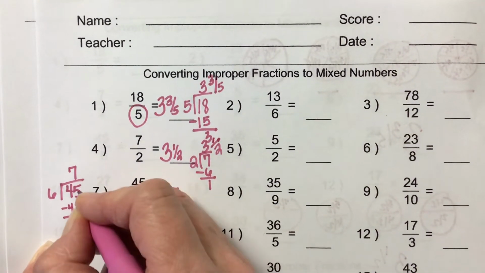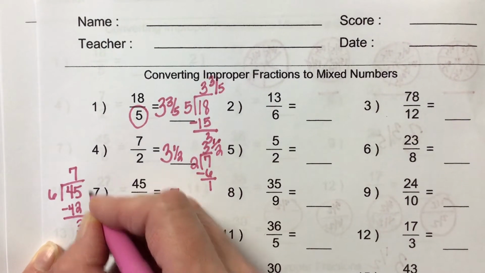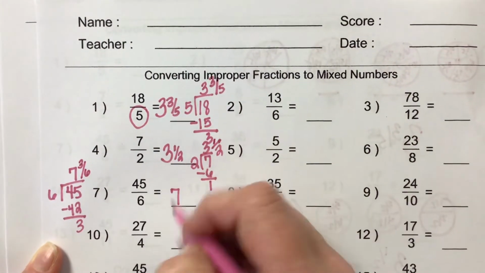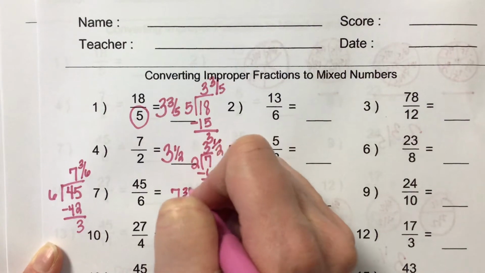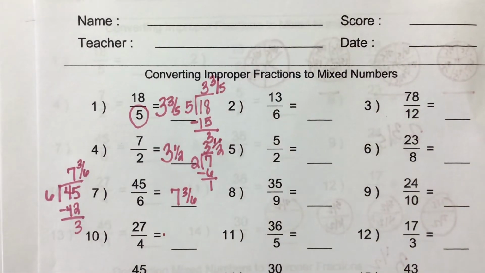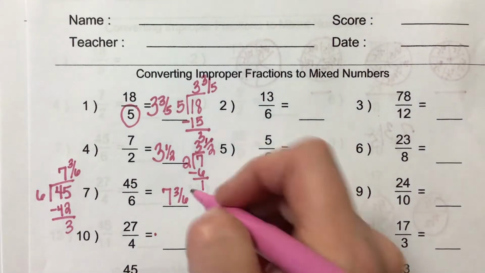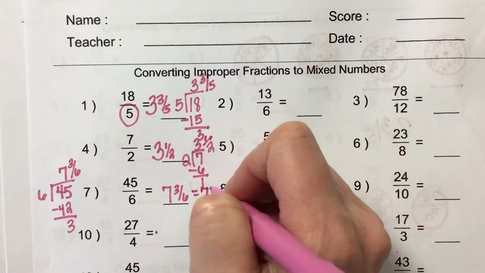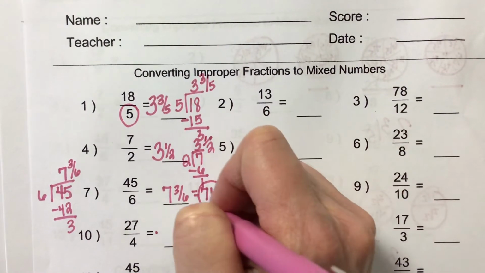3. So what do I do with that 3? Bring it up, and then I leave my denominator a 6. Now, 7 and 3/6. What do you notice about 3/6? Kinsley? It's equal to 1/2. I can do 3 divided by 3 and 6 divided by 3. So now I have 7 and 1/2.